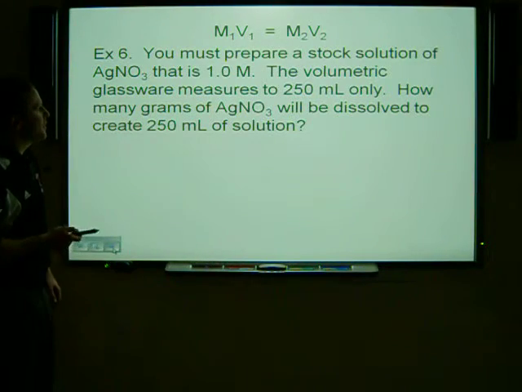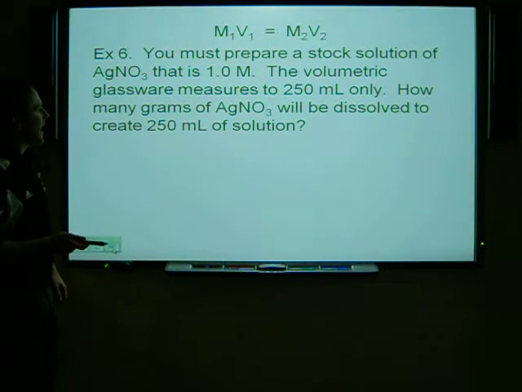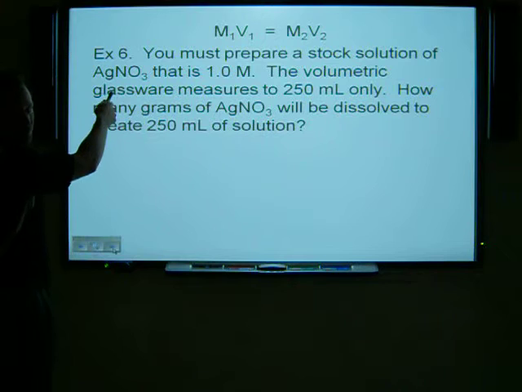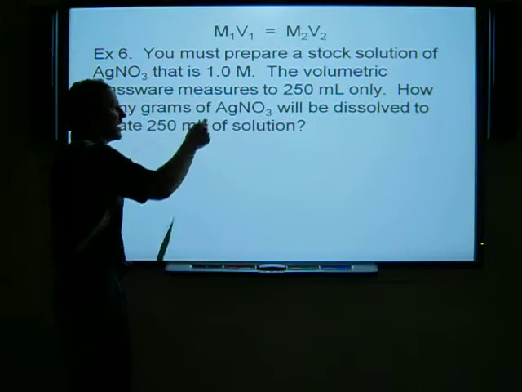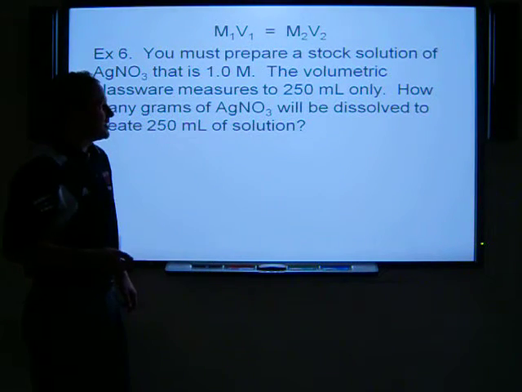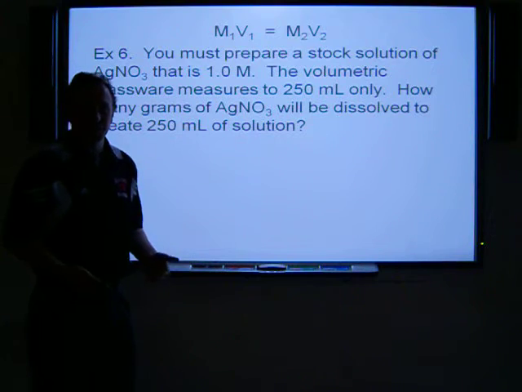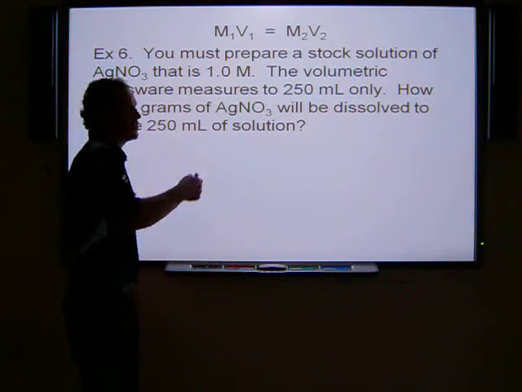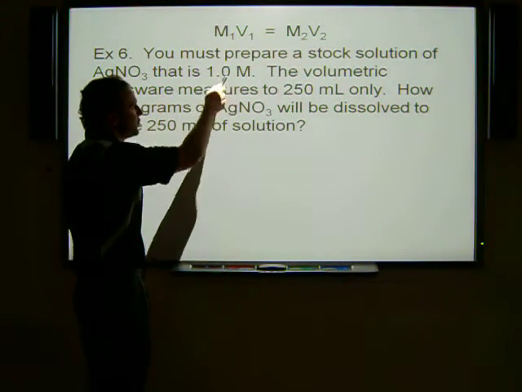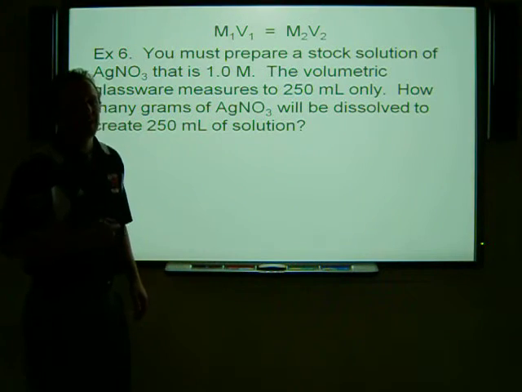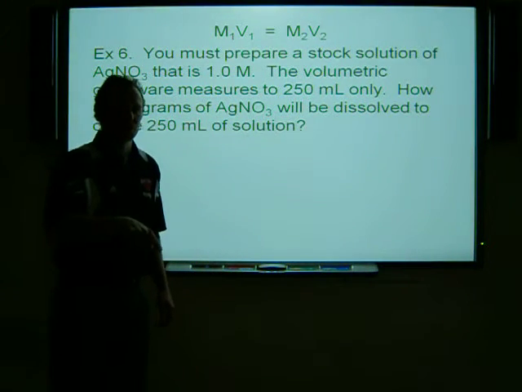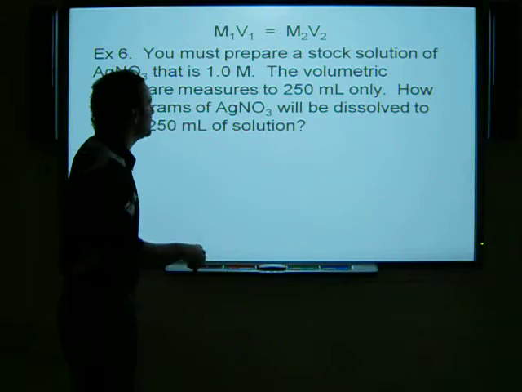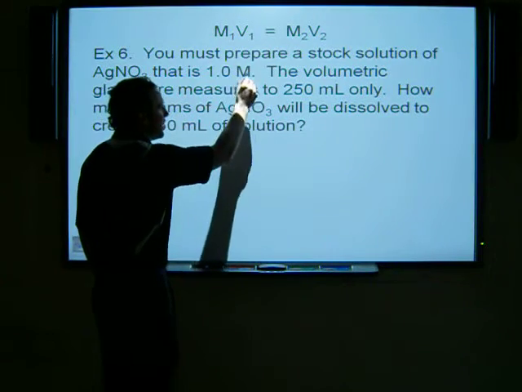So in this one, I'm looking through, and I have a stock solution of silver nitrate. And they gave us a concentration. But we don't know how much we actually need of the silver nitrate to create this concentration. So that's what I'm shooting for. So first things first, whenever I see molarity, I always want to turn it into moles per liter so that I know exactly what I'm working with. So let's keep that in mind, because that's going to come up.